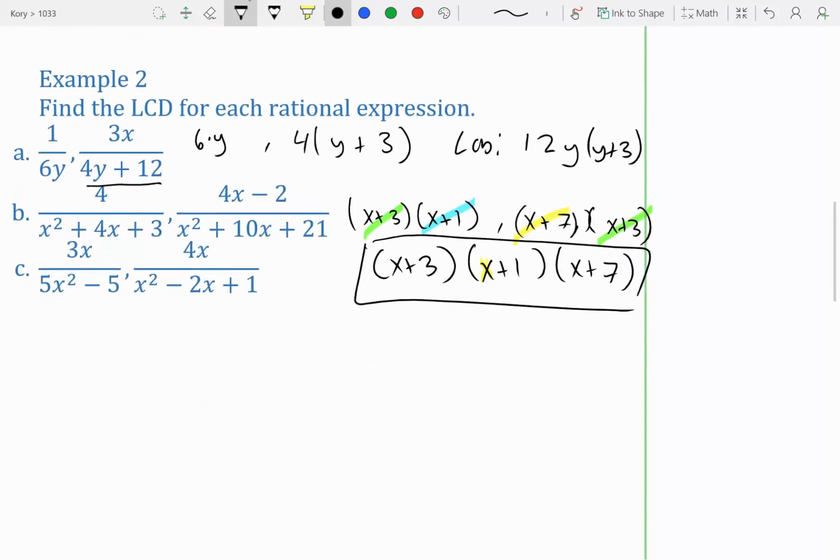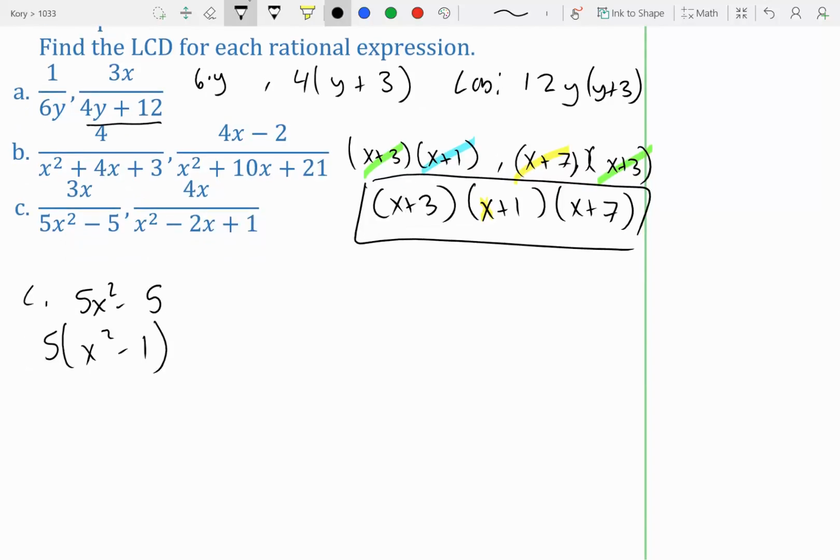Now, last one, C. Let's take a look at only our denominators. So we have 5x squared minus 5. So we can factor that down. They both have a 5 in common. We have x squared minus 1. And we can keep factoring because x squared minus 1 is a difference of squares. So that's 5 times x plus 1, x minus 1. Next, we have x squared minus 2x plus 1. So we can factor that trinomial into x minus 1, x minus 1.